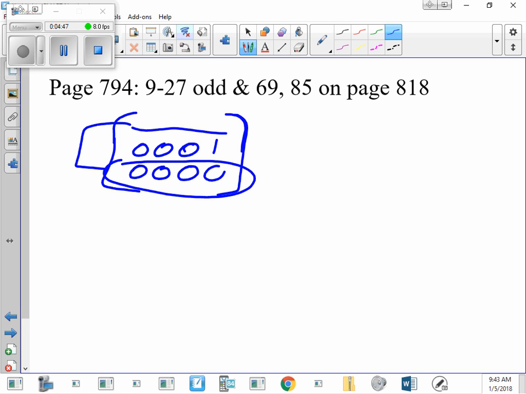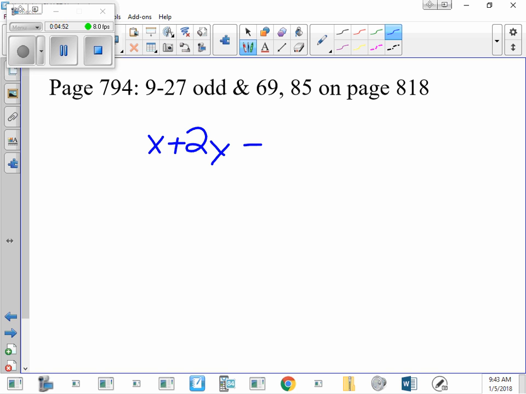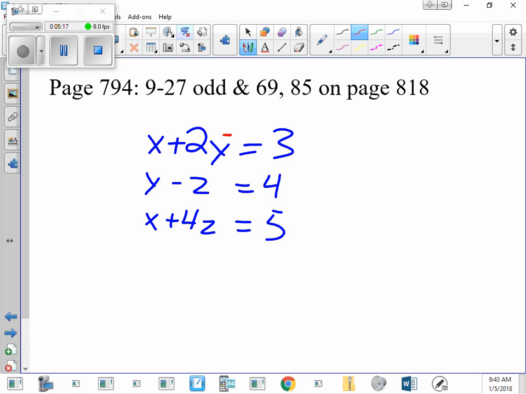Now, sometimes you'll run into a tricky one like this. x plus 2y equals 3, and y minus z equals 4, and x plus 4z equals 5. How big is this matrix? It's not 3 by 3. It's still 3 by 4. The trick is there is a 0 in every equation. So this one would be 0z, this one would be 0x, and this one would be 0y.